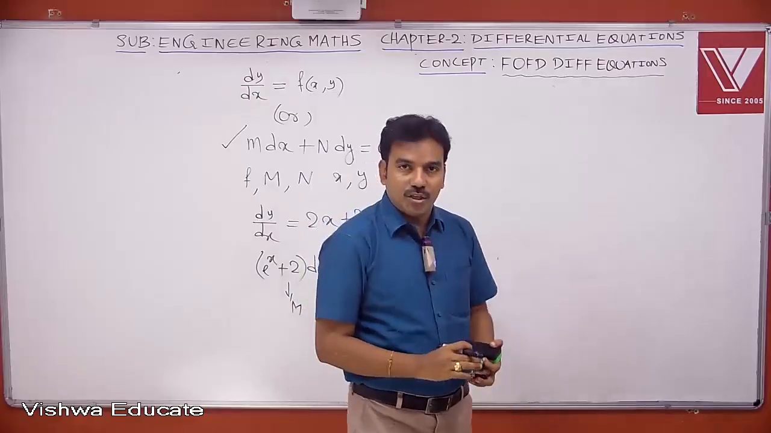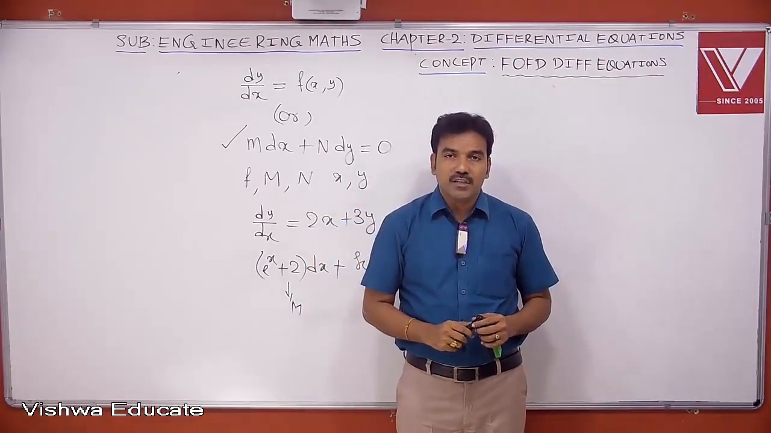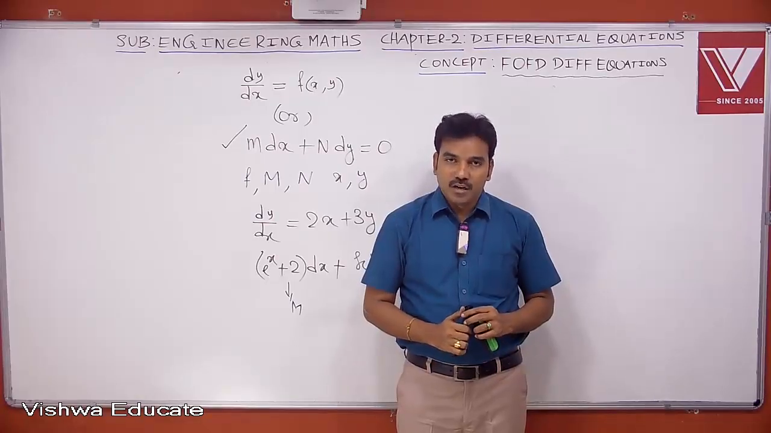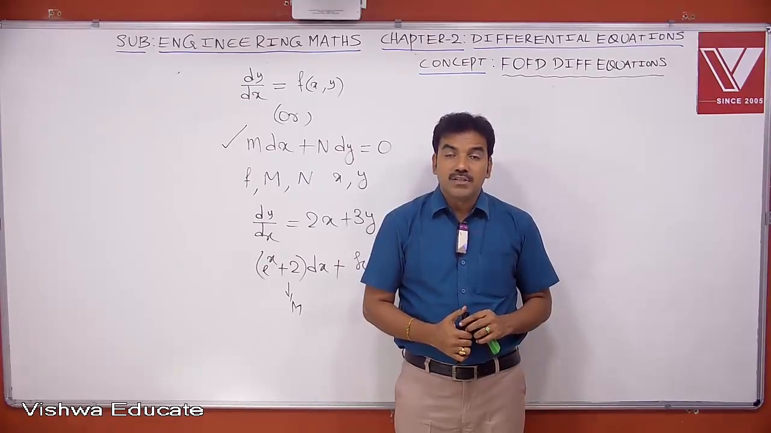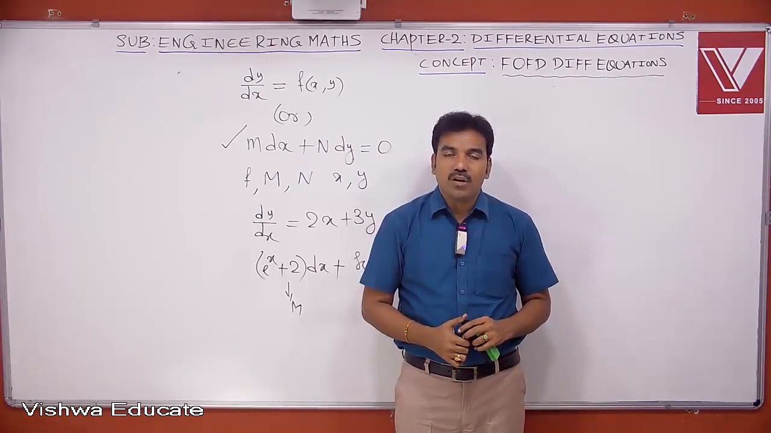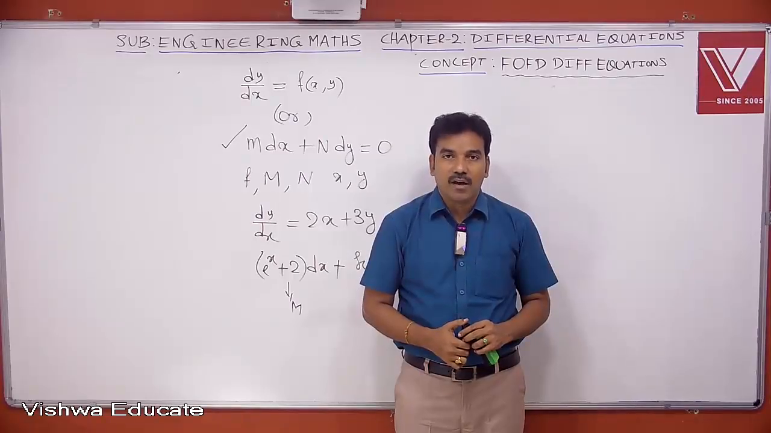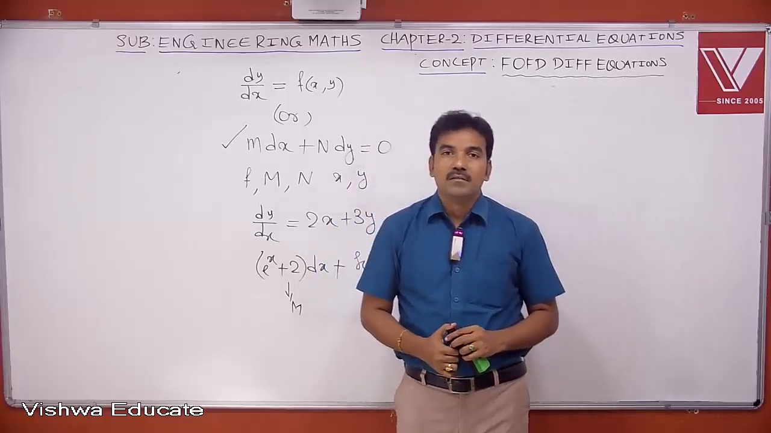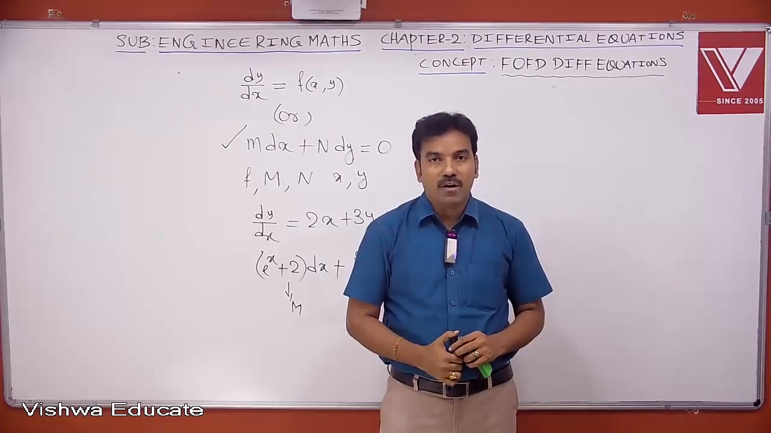Note this, the general form of a first order and first degree differential equation. The general form of a first order and first degree differential equation is given by dy by dx equal to f of x comma y, or M dx plus N dy equal to 0, where f, M and N are functions of x comma y.